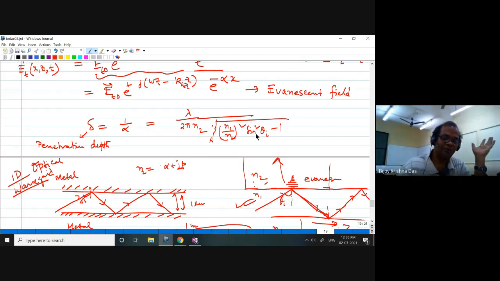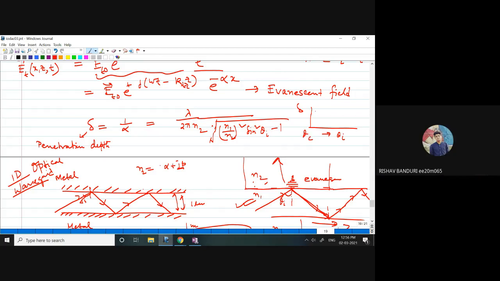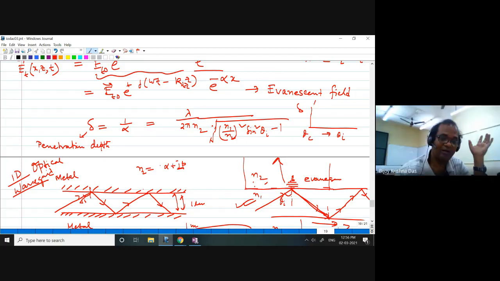I suggest you take one more assignment. Just try to plot, as a function of theta I, what is the value of this delta? You can start from theta c. That is already there, sir. Huh? That is already there. So that means it will be something like this, right? So you have to plot this function.